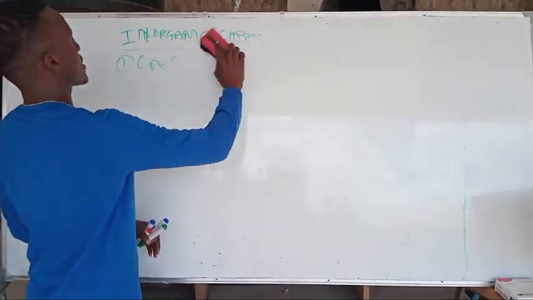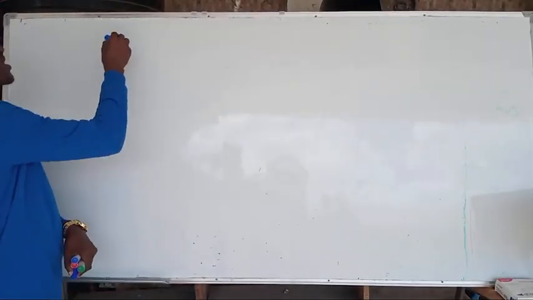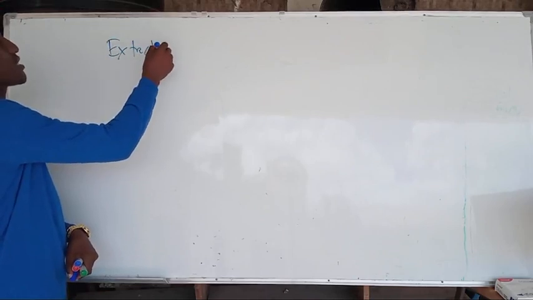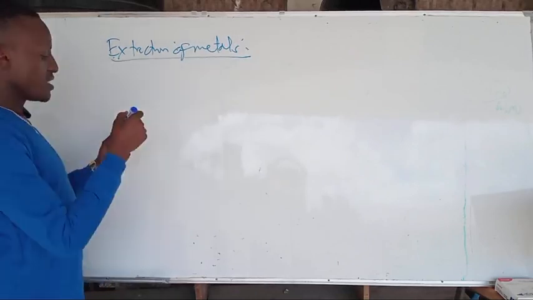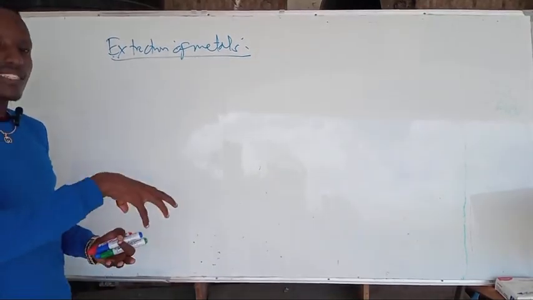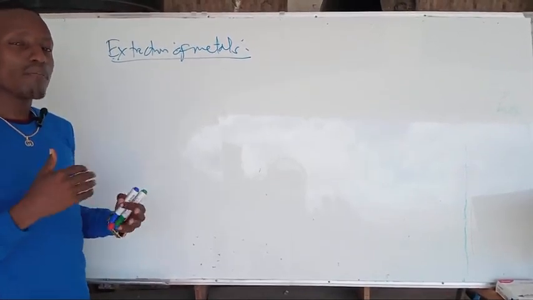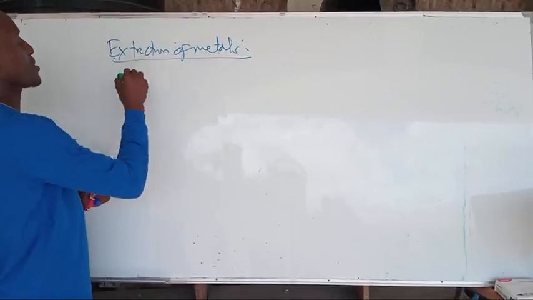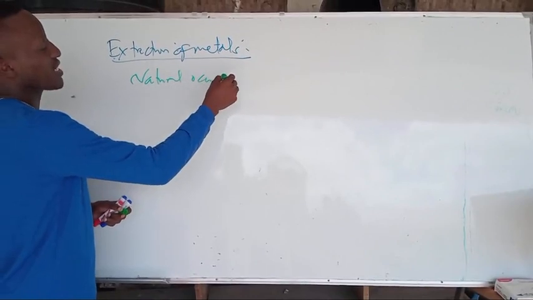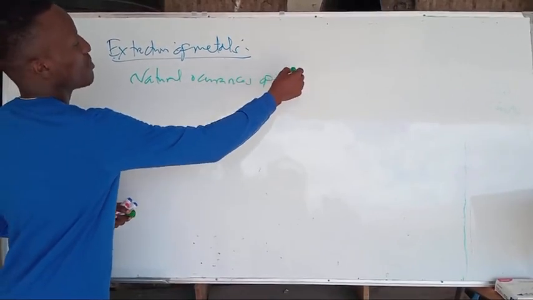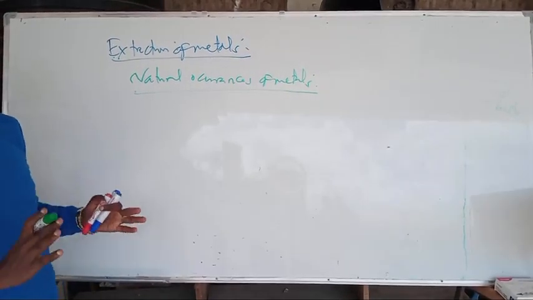What does extraction mean? Talking about the extraction of metals, this means we take out the metals from their metallic ores. For you to understand the extraction, you need to know about the natural occurrence of metals. Metals tend to occur depending on their position in the reactivity series.